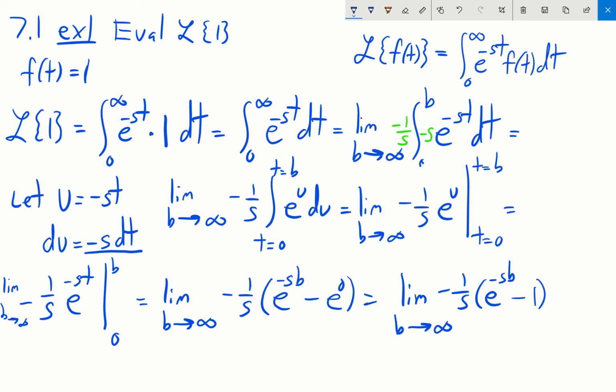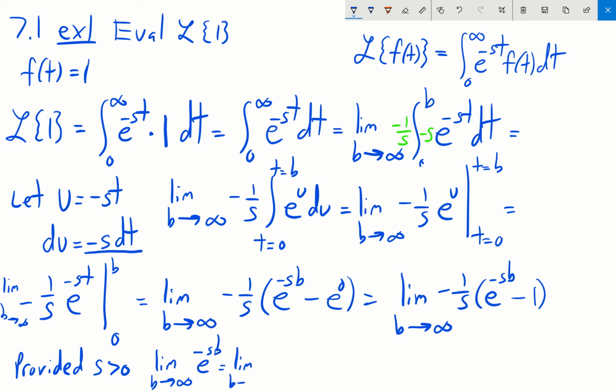And the only thing that's left to do now is we need to take this limit. Okay? So provided s is not equal to 0, which will be the case. Remember, we want t to be greater than or equal to 0. So oftentimes we'll also require, within this definition, for s to be greater than 0. So provided that s is greater than 0, then the limit, I'm just going to focus on the part we need to take the limit of. The limit of e to the negative sb as b approaches positive infinity.